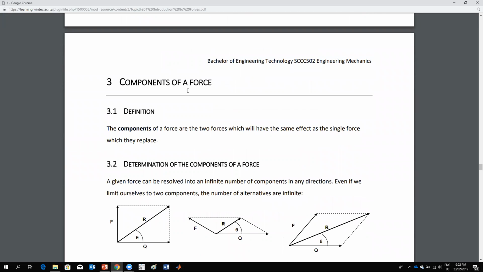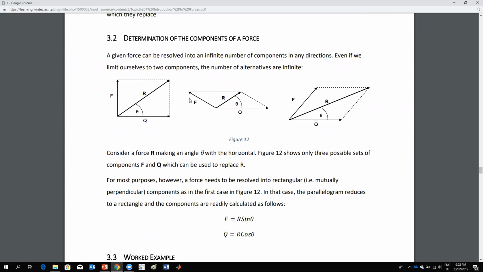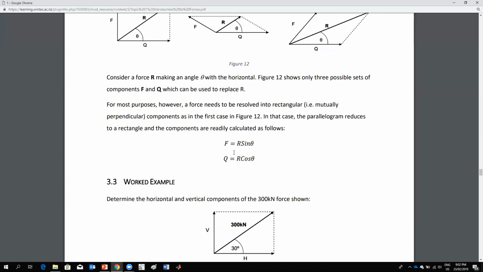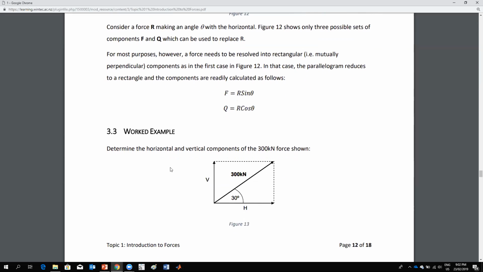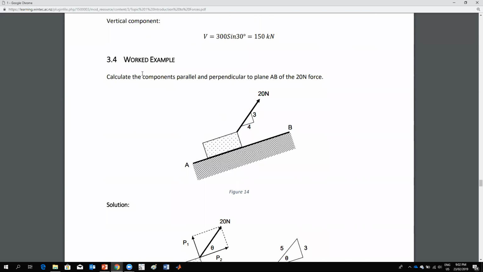And we covered the components of a force. Components of a force are the two forces which will have the same effects as the single force which they replace. So if you have a resultant force, you can take it back to components in the X direction or Y direction, horizontal and vertical, or along a parallel plane or a perpendicular plane, using force times sine theta or cosine theta. There's an example we did in class on Friday, which is worked example 3.4.